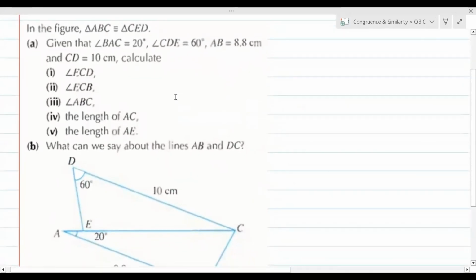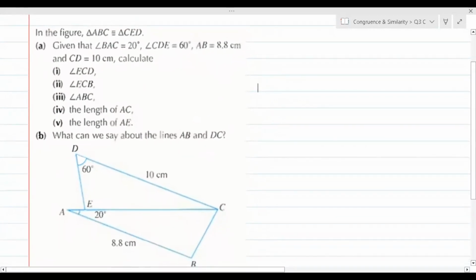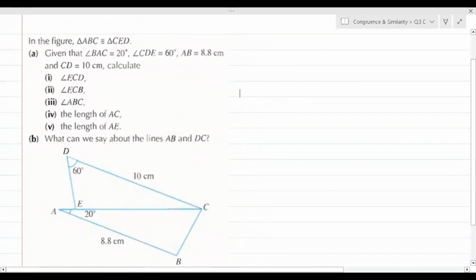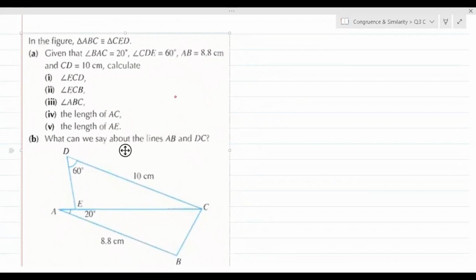Alright. The question here is telling you that in the figure, triangle ABC is same as triangle CED. Okay. Given that angle BAC is the same as 20 degree, I'm going to squeeze it out a bit because I want the entire question together. आप अगर चाहो तो please screenshot ले लो. Okay. So we can see that the angle BAC over here is a 20 degree angle. हमें ये नजर आ रहा है, ठीक है.